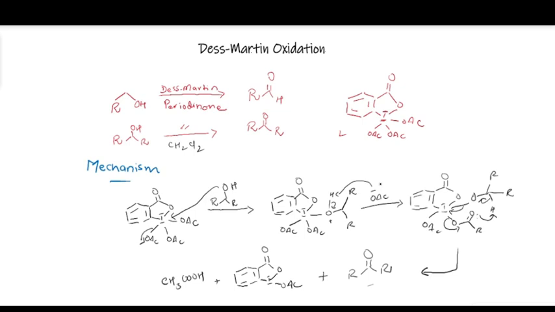periodinane reagent. Again, as I said earlier, it's a mild oxidizing reagent and a mild oxidation reaction. So the aldehydes are not over-oxidized to carboxylic acid, and secondly, other functional groups are also not affected by this reagent. So this is it about Dess-Martin oxidation.